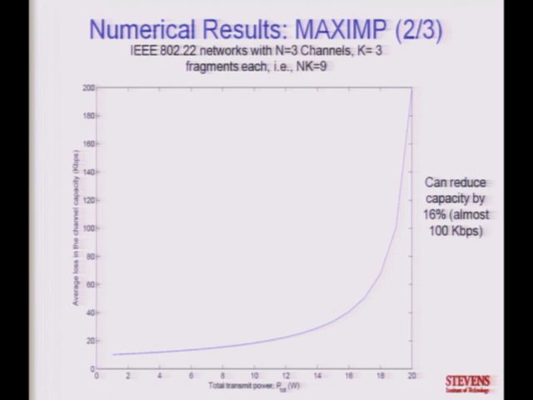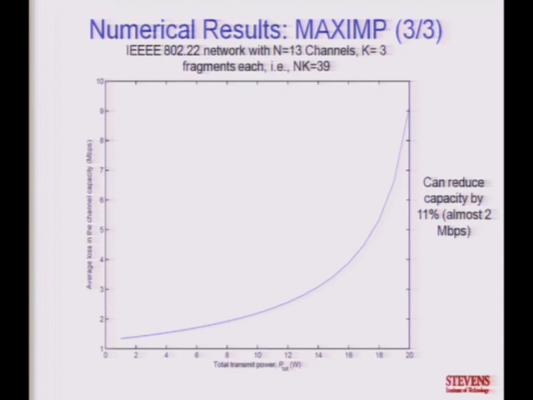When we do it for a .11 kind of network with 13 channels, the loss is even bigger. It can go as high as 7-8 Mbps. That's quite a significant loss in the capacity.